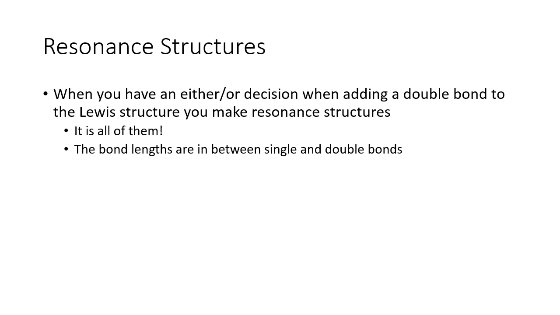What is resonance? Well, resonance occurs when you have an either or decision to make when you add a double bond to the Lewis structure. So you end up making resonance structures. When you have an either or decision, it is all of them at the same time. Yes, that is weird, but it's all of them at the same time.